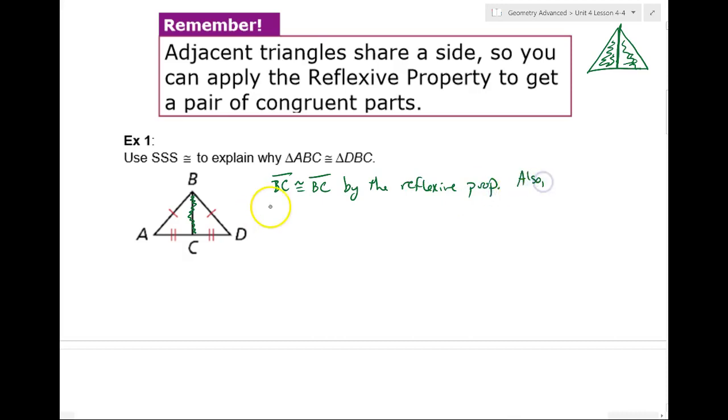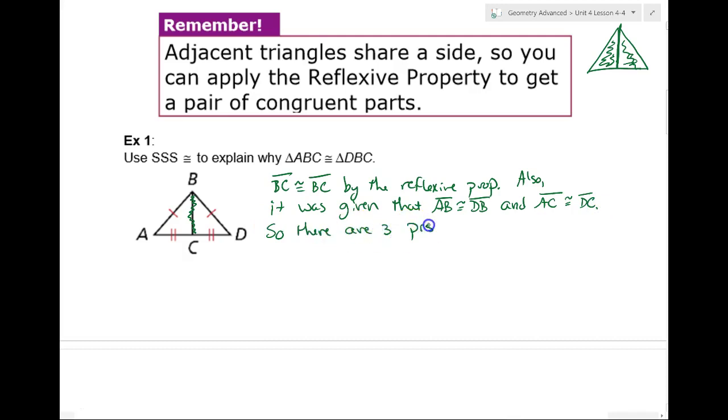Also, it was given in our diagram that segment AB is congruent to segment DB and segment AC is congruent to segment DC, right? So there are 3 pairs of congruent corresponding sides.